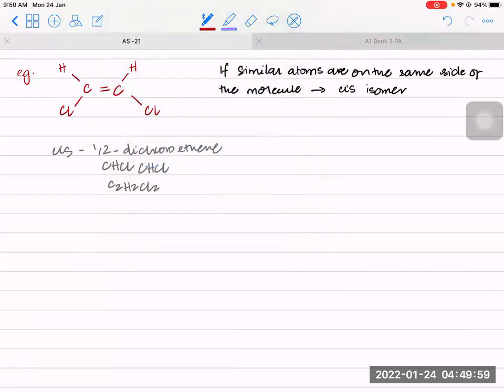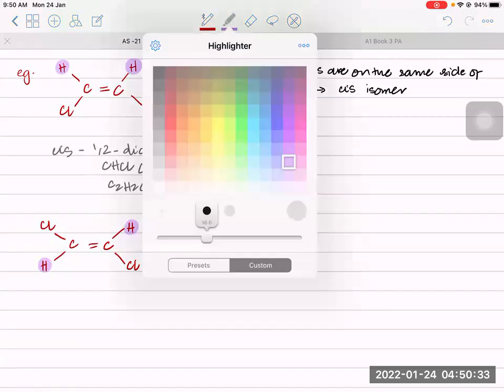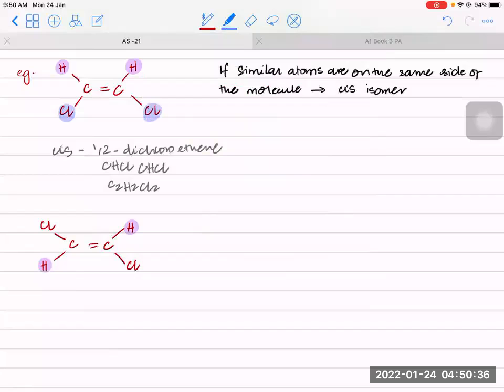For the trans isomer, similar atoms must be on opposite sides. If similar atoms are on the same side, what do we call this? Cis. If they are on opposite sides, we will call it the trans isomer. Let's see. So you put one H here, Cl here. Let's put the H here now. Do you see the similar atoms are on opposite sides? This will be the trans isomer. When similar atoms are on the same side, we call it cis. When similar atoms are on opposite sides, we call it trans.